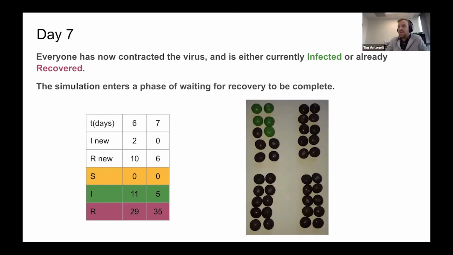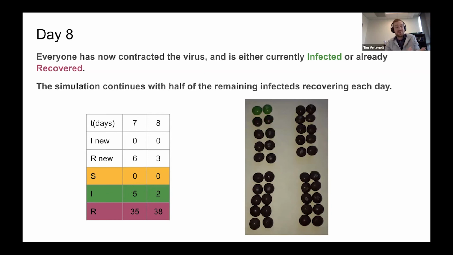So let's see, I think at this point, everyone's been infected, and you just have half recovering. So you're eating all the yellow ones, and now you're eating half of the green ones each time. And eventually you don't really even need to simulate this. You can just leave the Skittles out, and each day in your table, you're just recording half and waiting for everyone to recover.